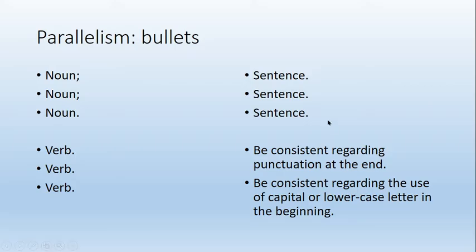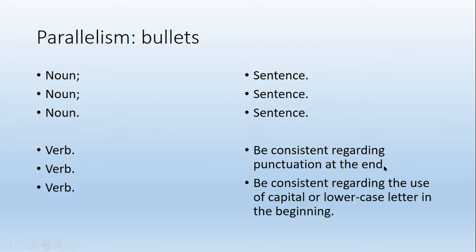Well, so the sentences, if they are whole sentences, they don't have to be the same type of sentences. It could be a subject, verb, object, or imperative. But the idea is that they should be sentences, not, for example, a noun and then a sentence. Okay? Here I have sentences with the use of imperative, but the tips here are for you to be consistent regarding punctuation at the end.